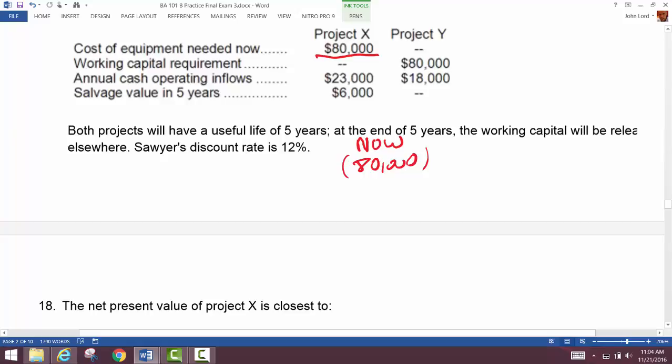Then they tell me that there will be an operating cash inflow of what? This $23,000. Okay, but that's in the future, isn't it? This 23,000. So if I take this 23,000, I have to multiply it times the factor for 5 years at 12%.